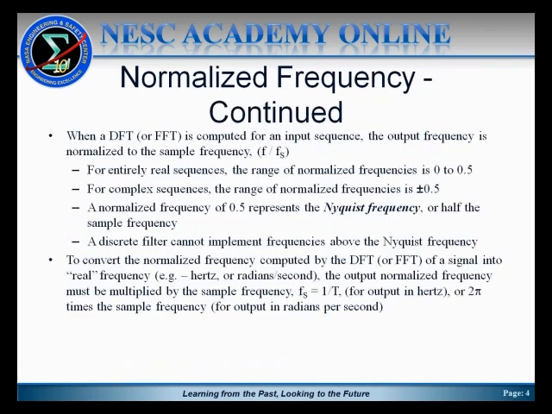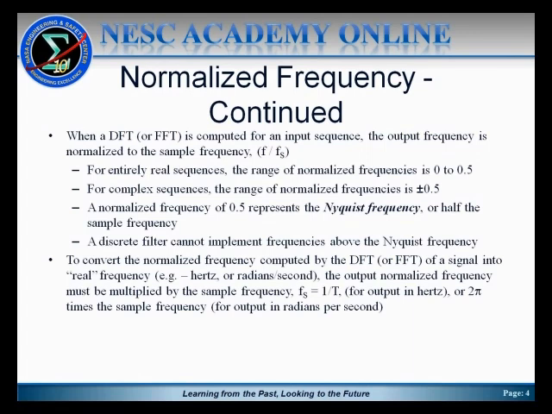Again, continuing this discussion about normalized frequencies, as we said earlier, for entirely real sequences, the range of normalized frequencies is 0 to 1. For complex sequences, the range is plus or minus a half, where the negative portions of the frequency are caused by the complex parts of the sequence being evaluated. For normal applications, like real-world flight mechanics or guidance and control issues, the sequences we'd be operating with are entirely real. So our normalized frequencies generally would be from 0 to plus 0.5.